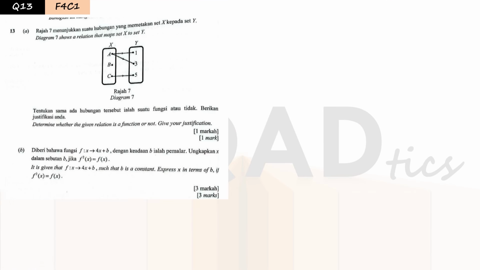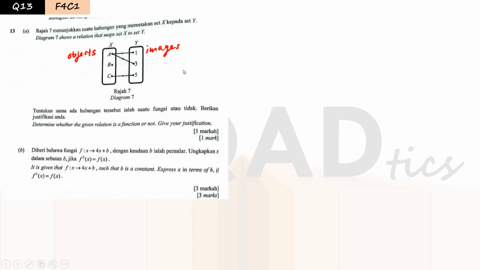Alright, moving on to section B, and the first question comes from functions. In part A we are given the relation diagram that maps set x, which is the set on the left side, to the right side, which is set y. The things inside set x are also called the objects, and the things in set y are called the images.